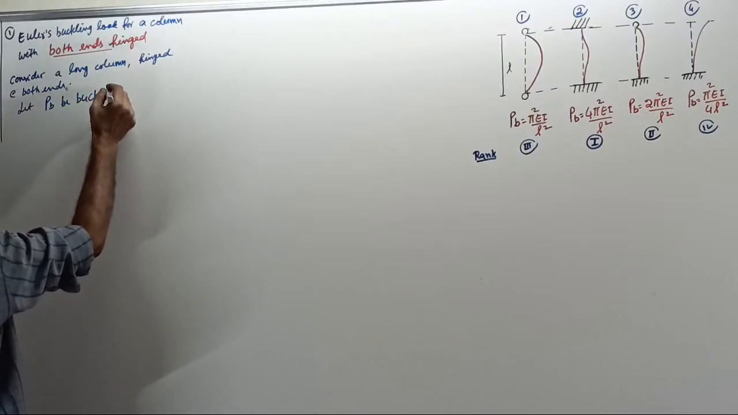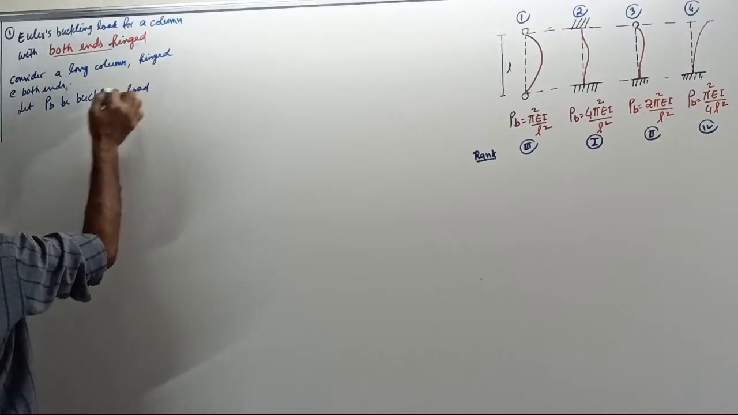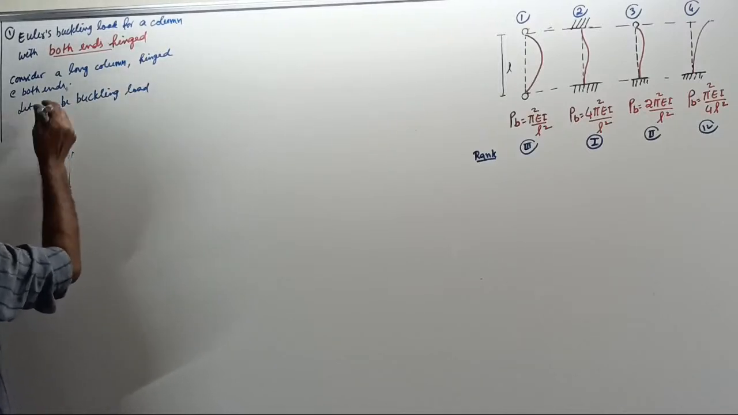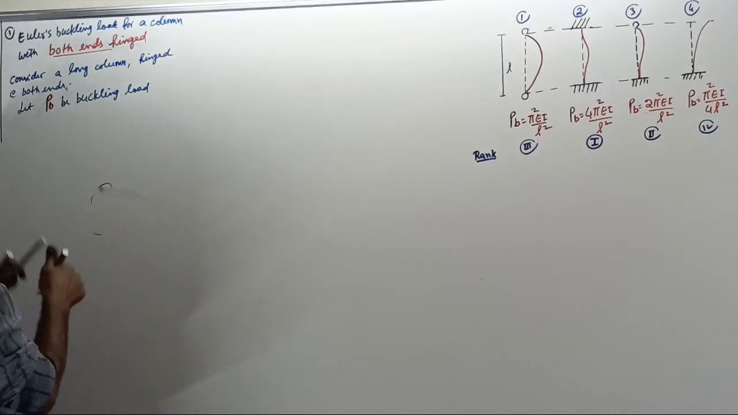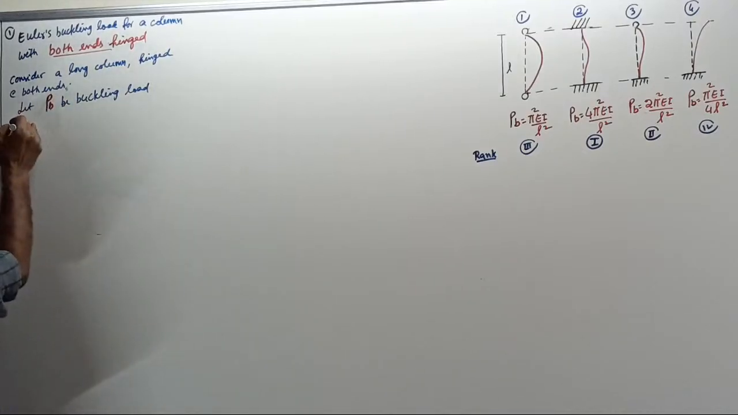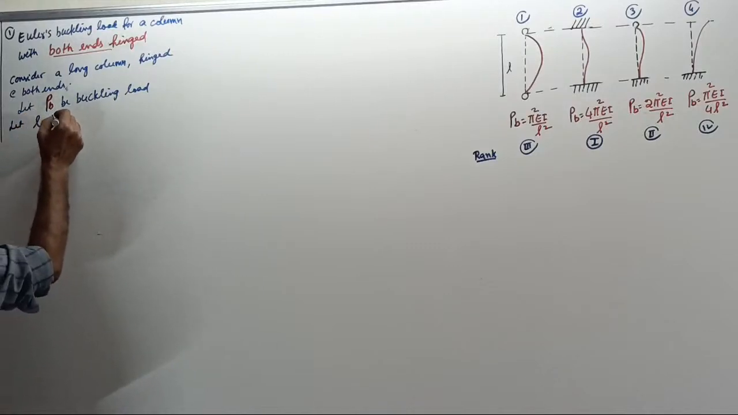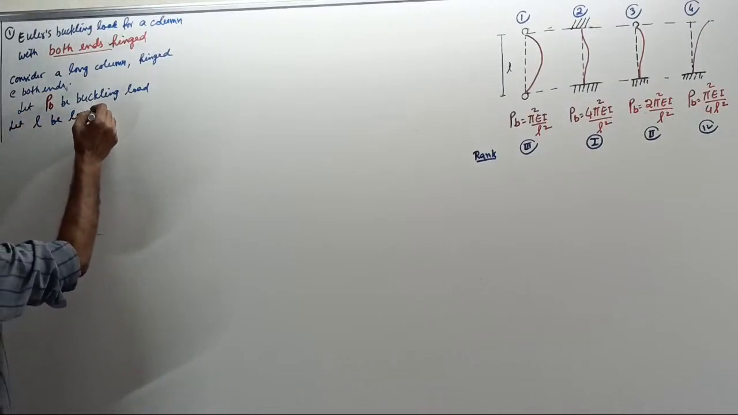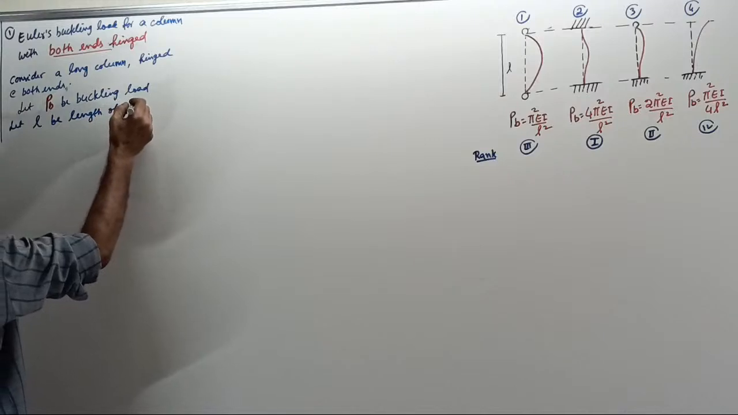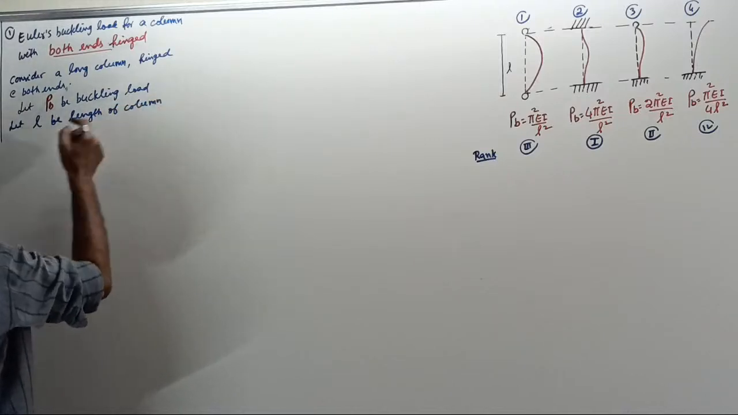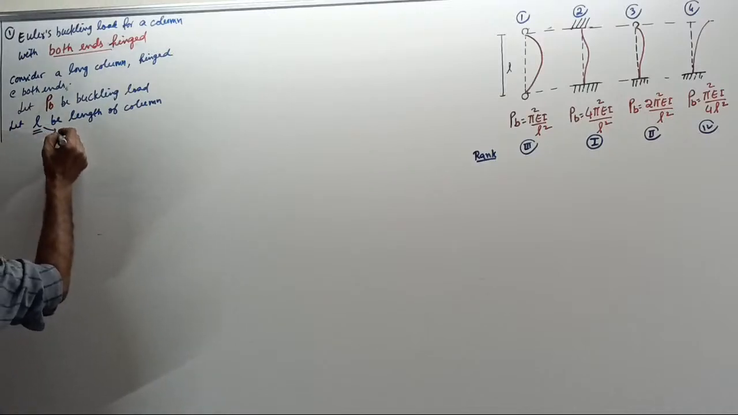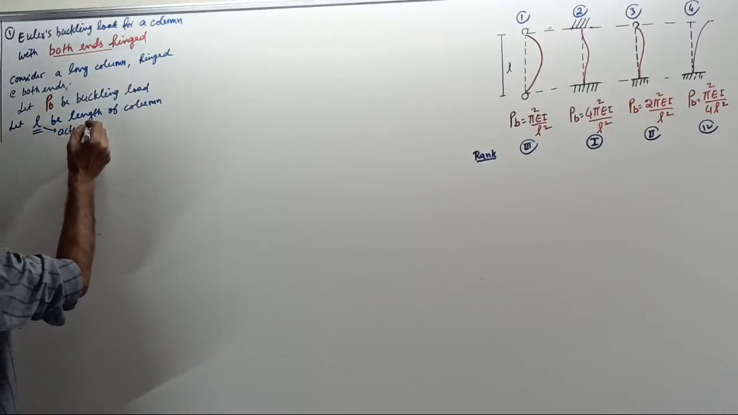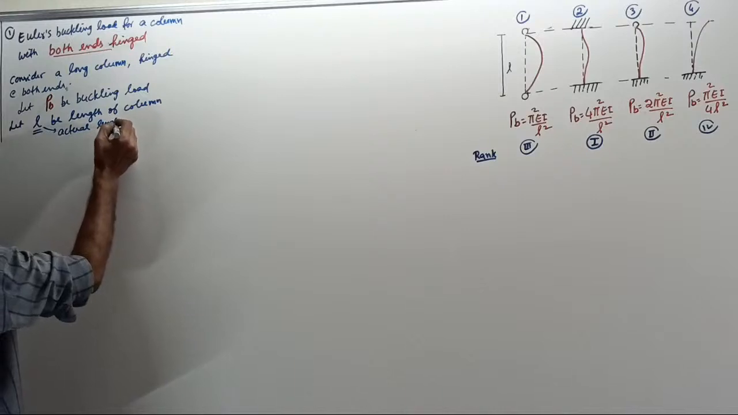Let PB be buckling load. Right now PB, I'll put red color. PB is the buckling load. Now, further statement. Let L be length of the column. Actual length. Remember, later this L is called actual length, not effective length. Actual length.